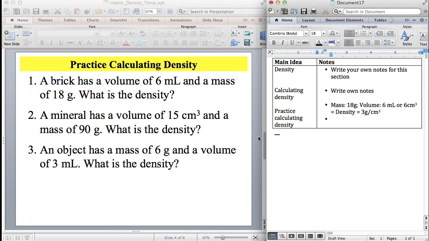Alright, so on your own, let's do the last two practice problems. Do the other two on your own, and we will check those in class on Monday. Make sure you put the correct units for the density.